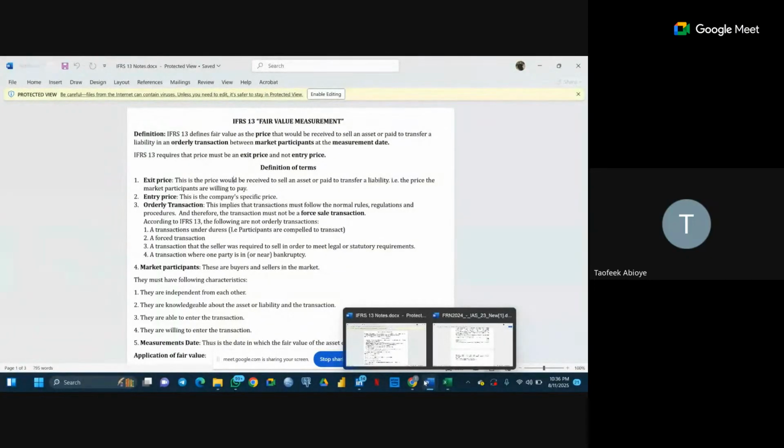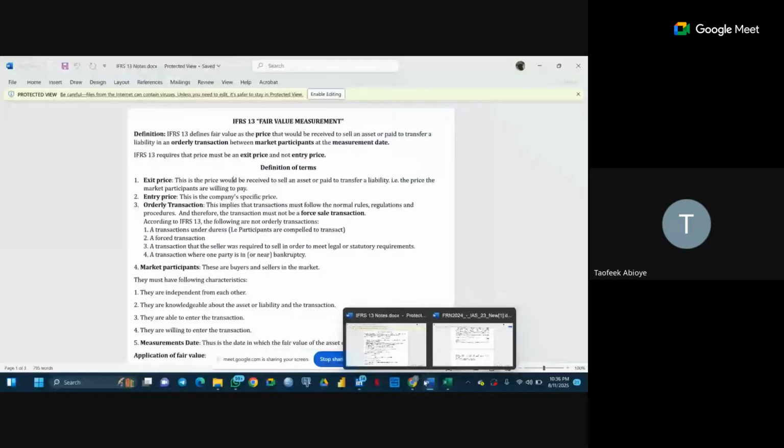So we have some key terms. You have the exit price, which is what will be received to sell an asset or paid to transfer a liability. The price the market participants are willing to pay is the exit price. The winning price is the company specific price. The entry price is the company specific price.